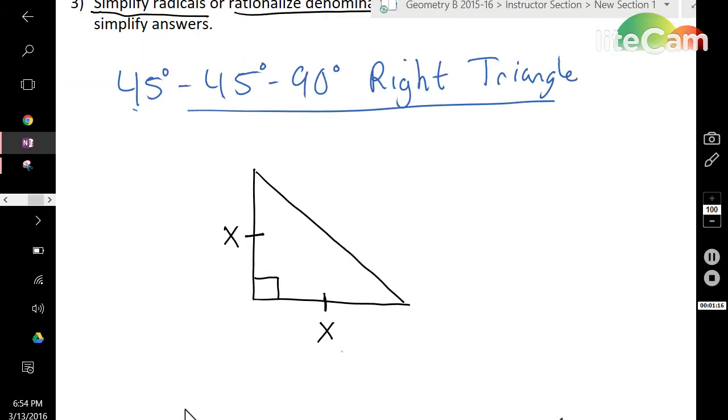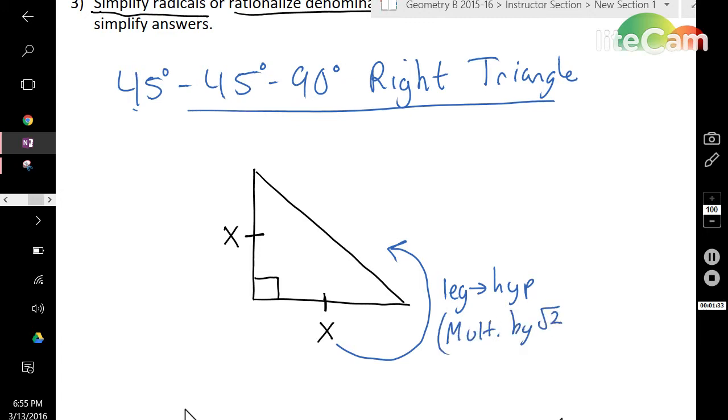Now, if I wanted to find the hypotenuse, the side length across the 90-degree angle, I'm going from leg to hypotenuse. It turns out you multiply by square root 2. So if my leg is x, I just take x and multiply by square root 2, and that's my hypotenuse.